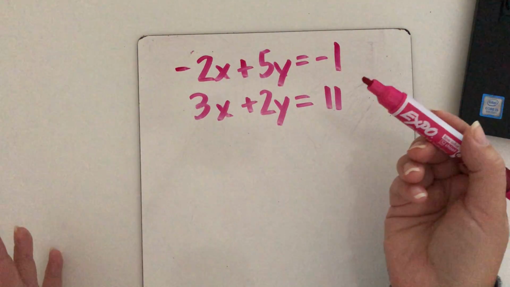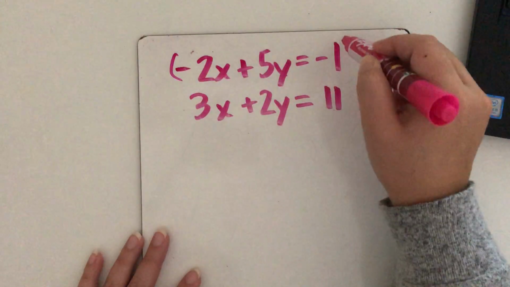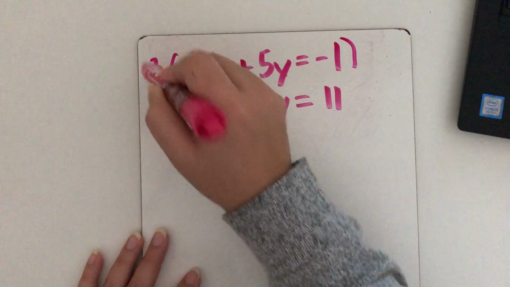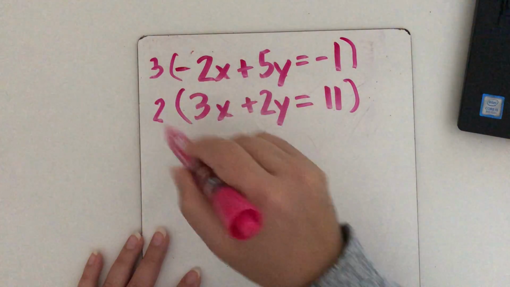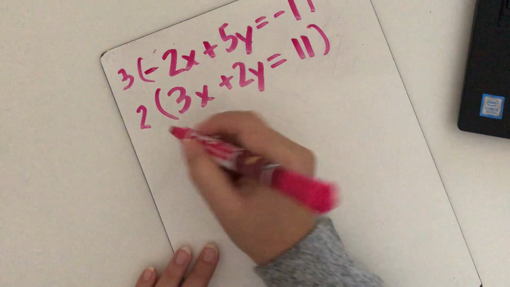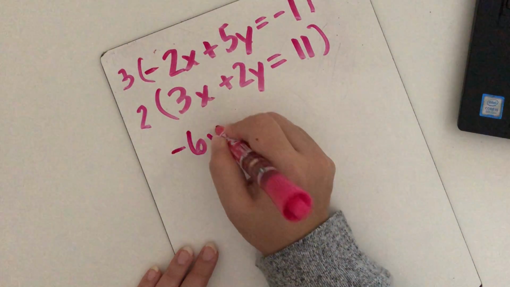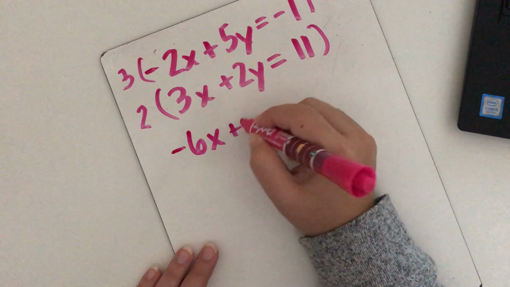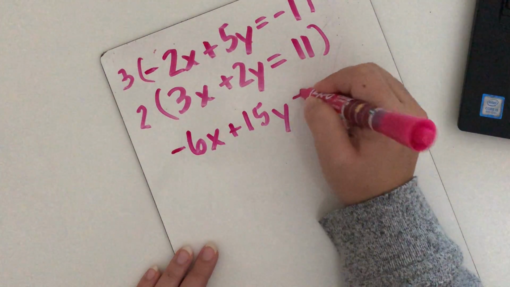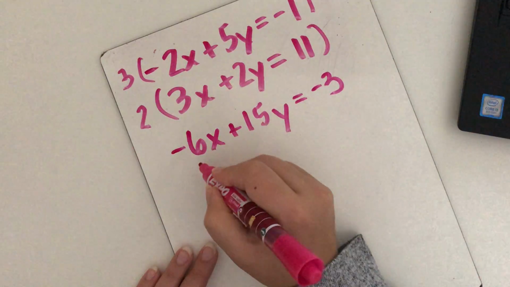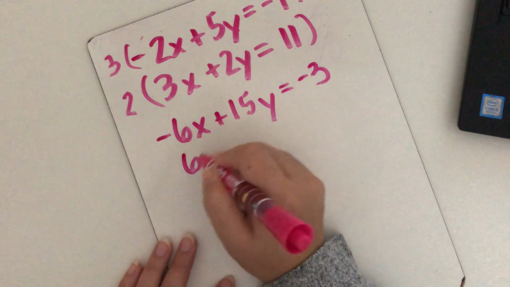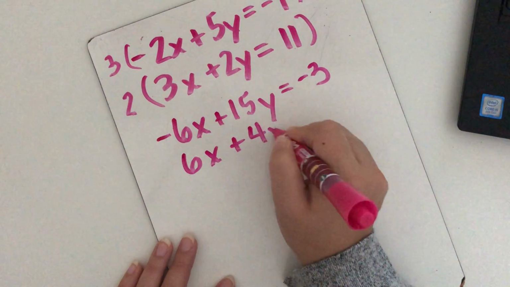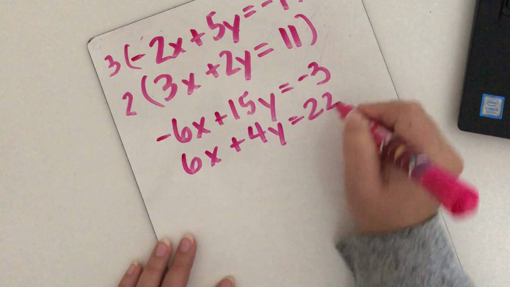Between the two of them, it's 6, right? So that means that I need to multiply the top one by 3 and the bottom one by 2 to be able to eliminate that variable. So that would give me a negative 6x. Remember that you're multiplying every single term in both of the equations by whatever number you've chosen, okay? It's going to be 6x plus 4y equals 22.